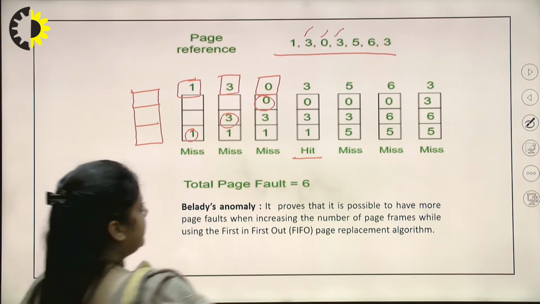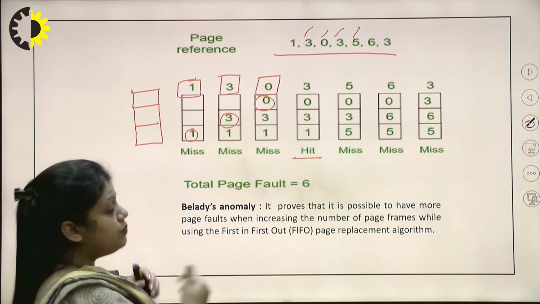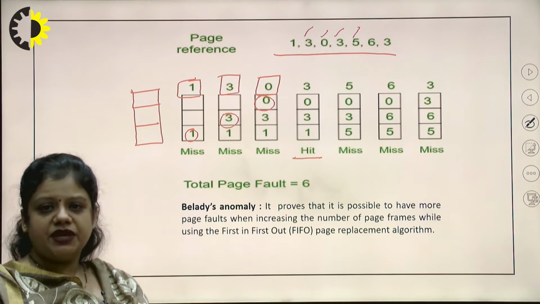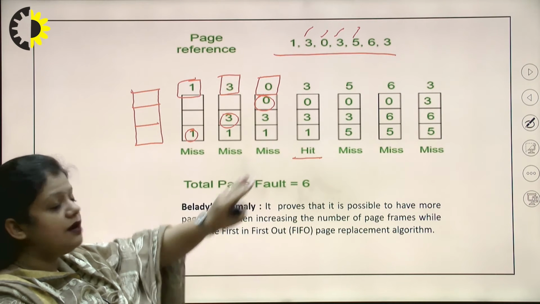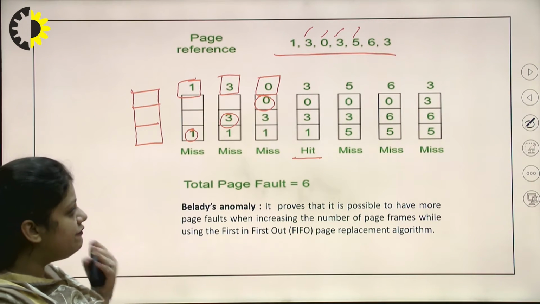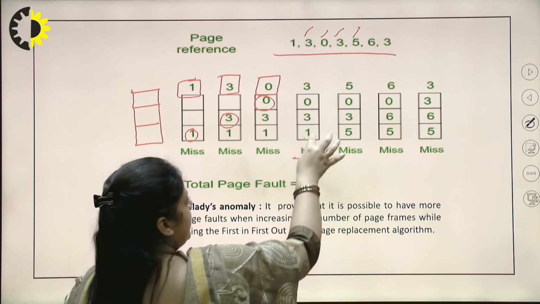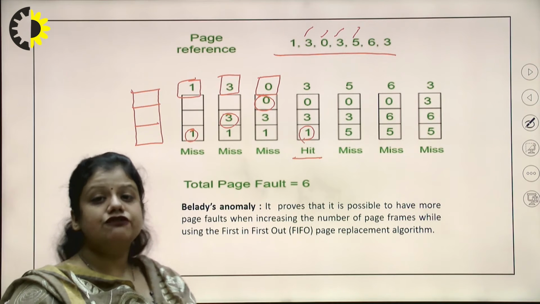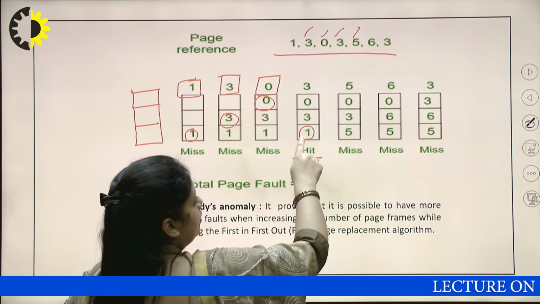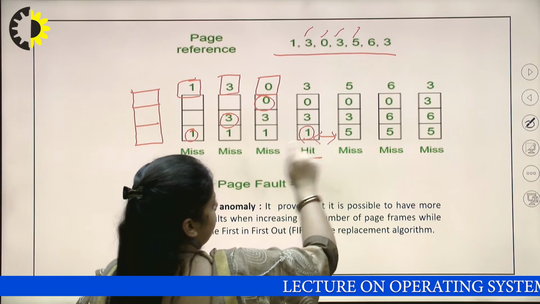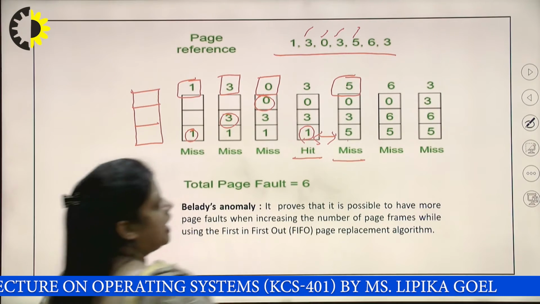It proceeds further, the next is 5. Now, 5 is not present in this queue. So, it has to be made available. There is a page fault, a miss, but there is no space available now. So, one particular page has to be replaced. Using the first in, first out strategy, out of these 3 pages, one was the page that entered first, the first one to get in. So, 1 will be replaced with 5. So, now I have 5, 3, 0. I hope this is clear.